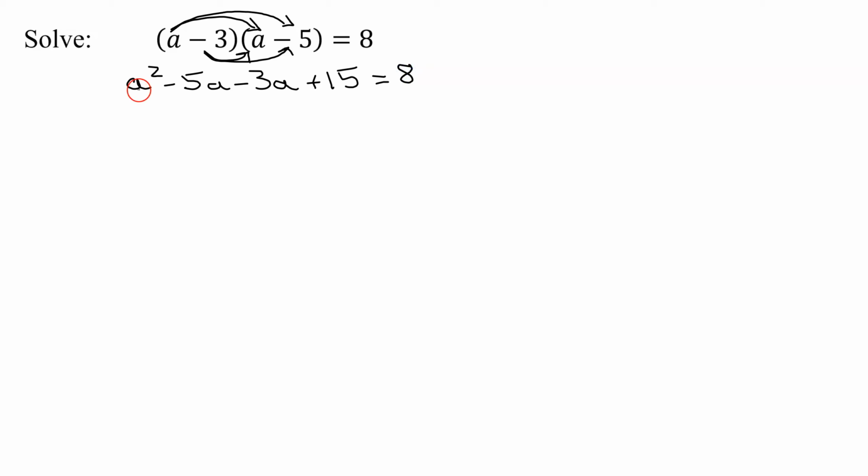So now you can see the highest exponent on my variable is a 2. It's a quadratic equation, so I need everything on one side and 0 on the other. And I also need to simplify over here. So I'm going to have to subtract 8 from both sides so I can get my 0 on my right-hand side.